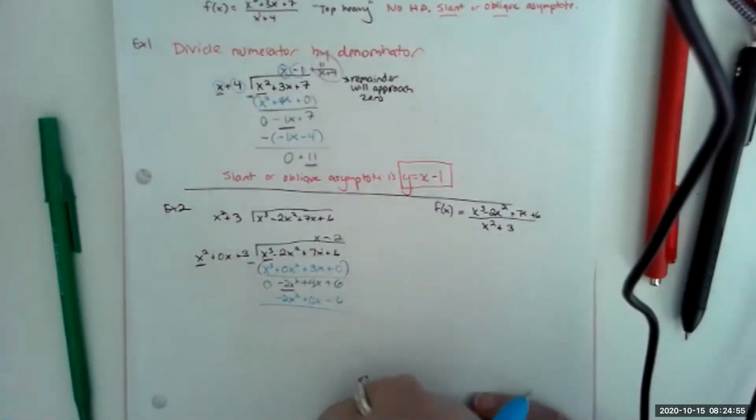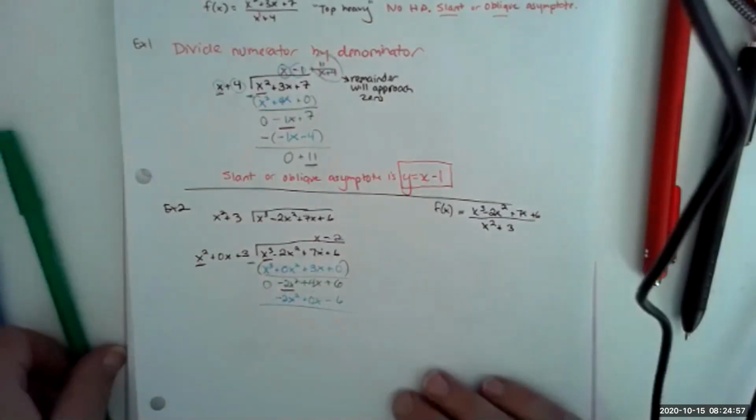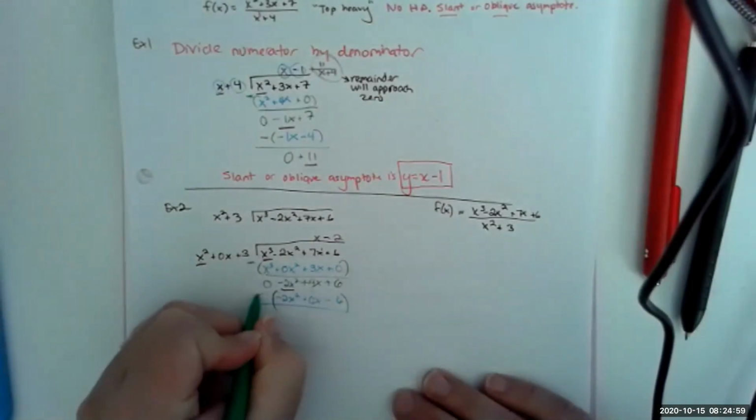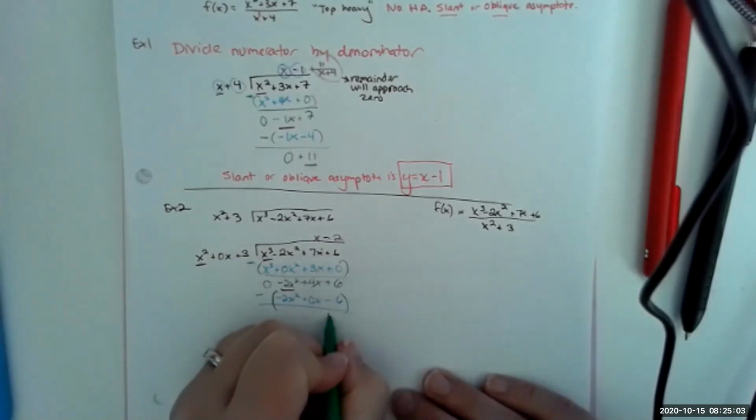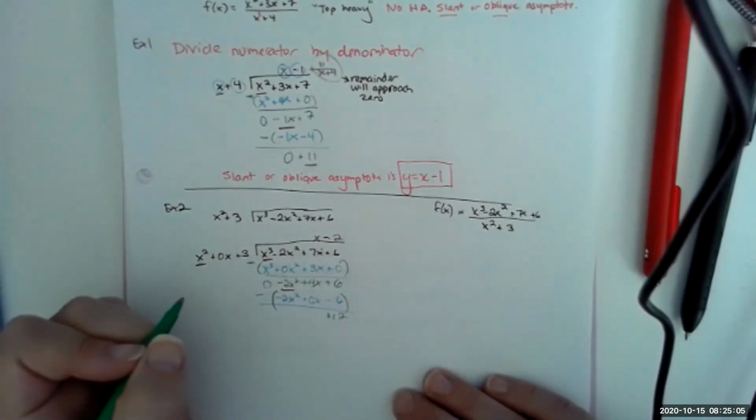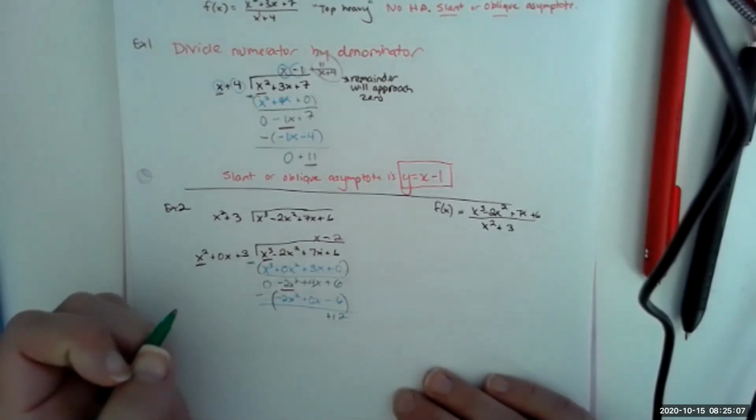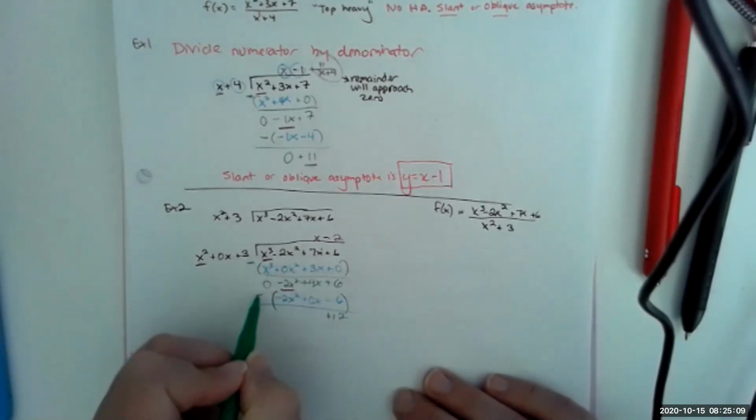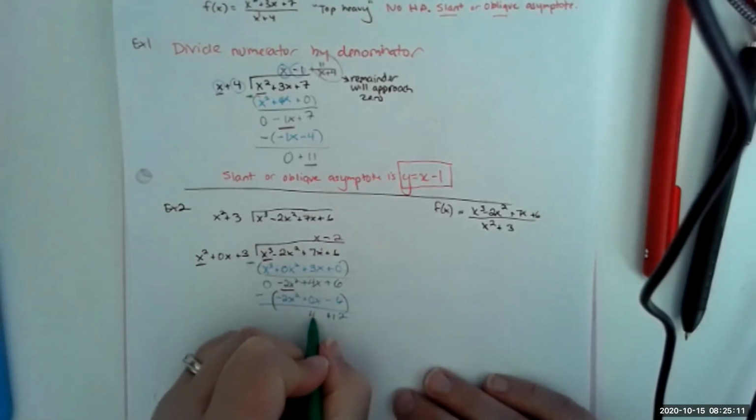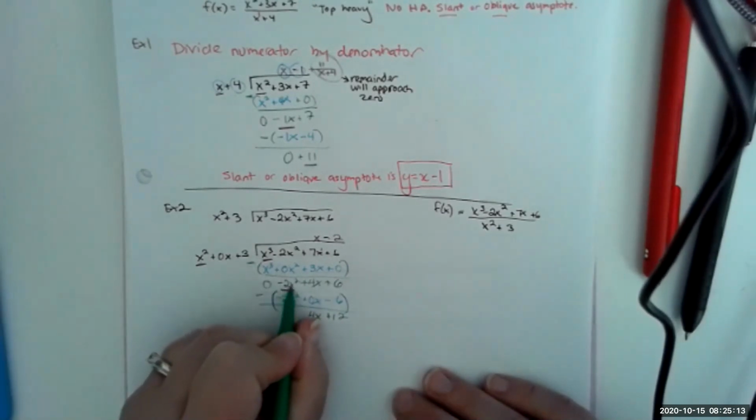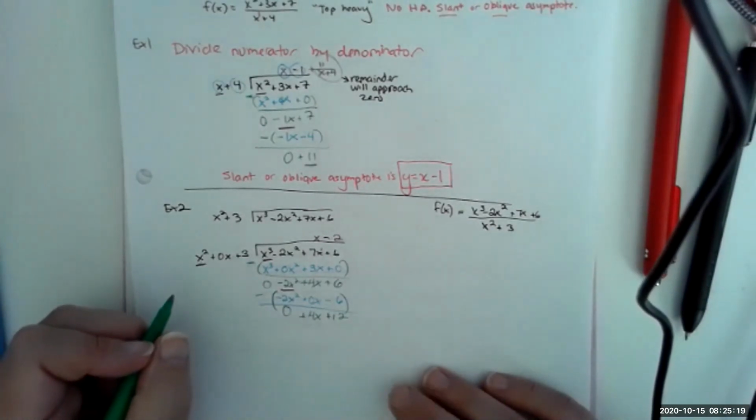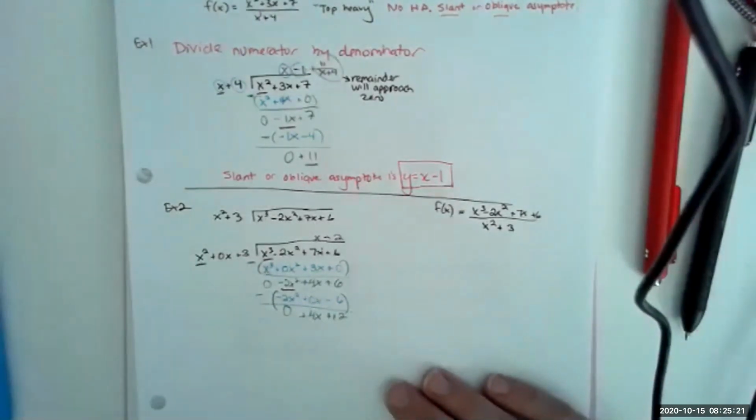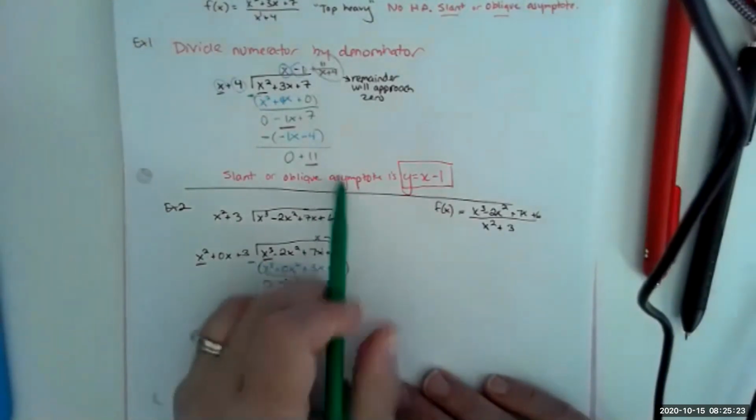All right, so now I need to subtract. Positive 6 minus negative 6 would be 12. 4x minus 0x would be 4x. And then negative 2x squared minus negative 2x squared is 0. All right, so now I'm at that point where I was at here.